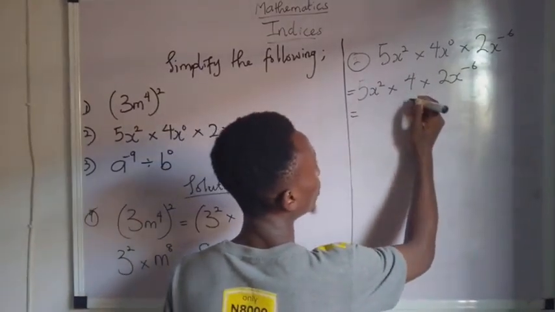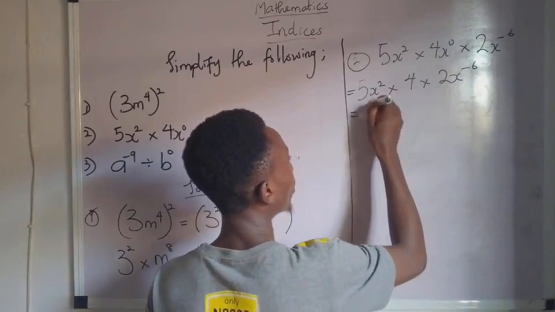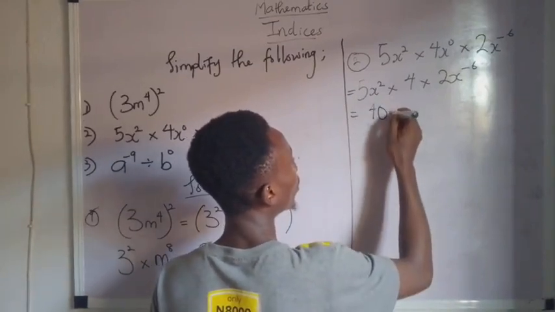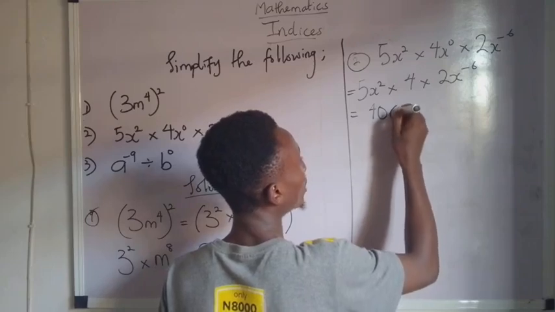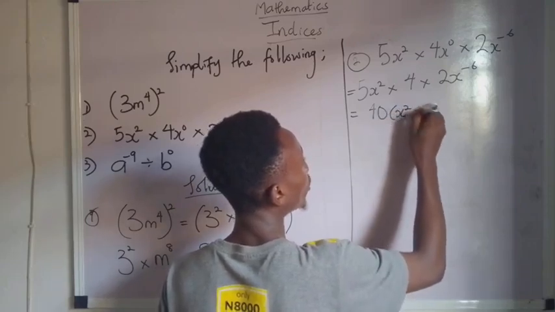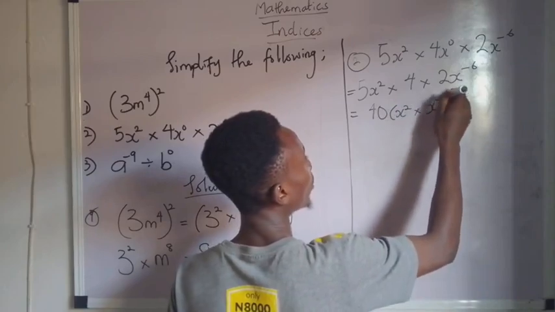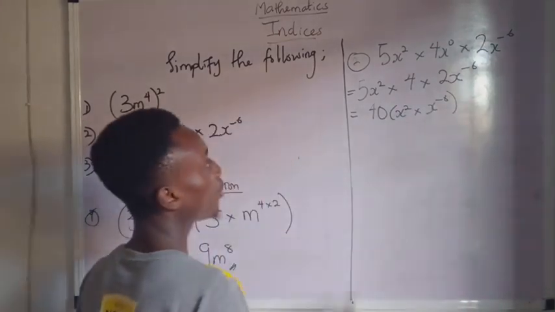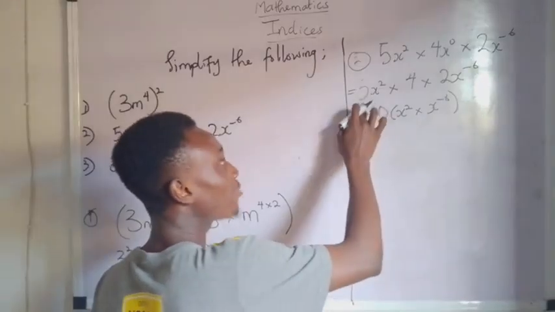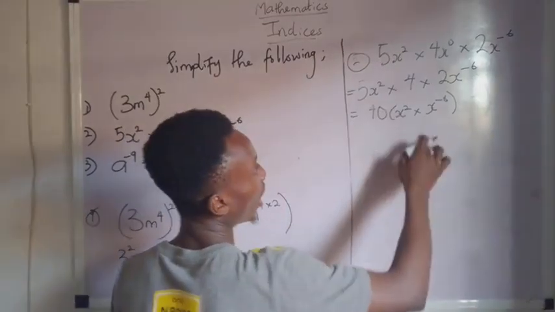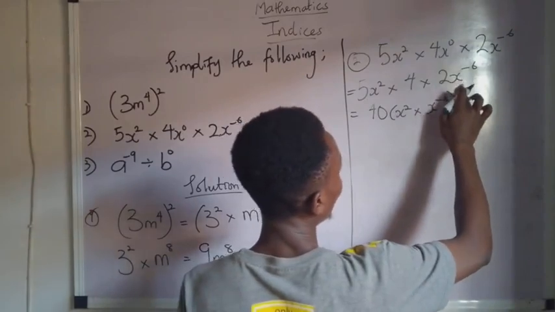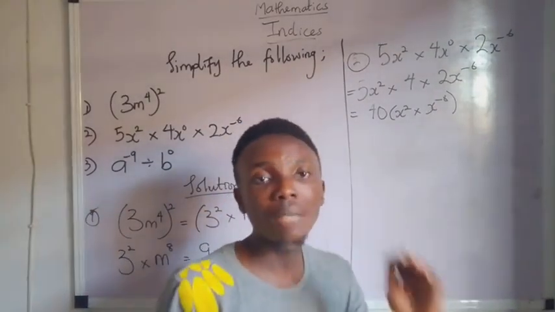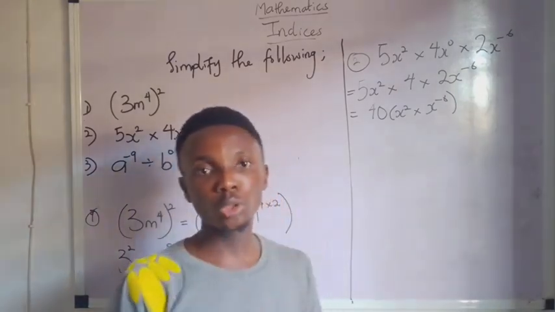So when we multiply them, you have what? 5 times 4 is what? 20 times 2 is what? 40. Now you have 40x squared. 40 times x squared times x raised power minus 6. Now because 5x squared means 5 times x squared, and 2x raised power minus 6 is the same thing as 2 times x raised power minus 6. I'm sure you know this by now.